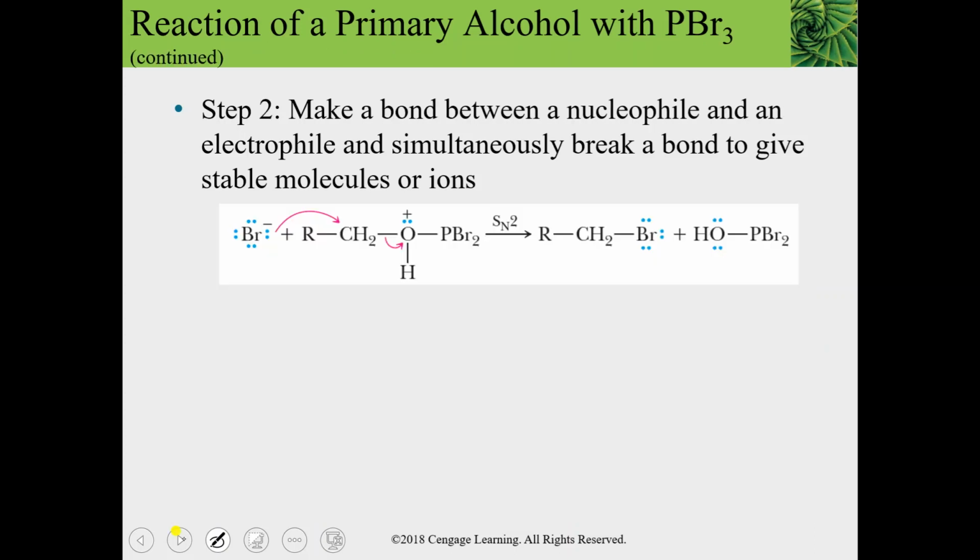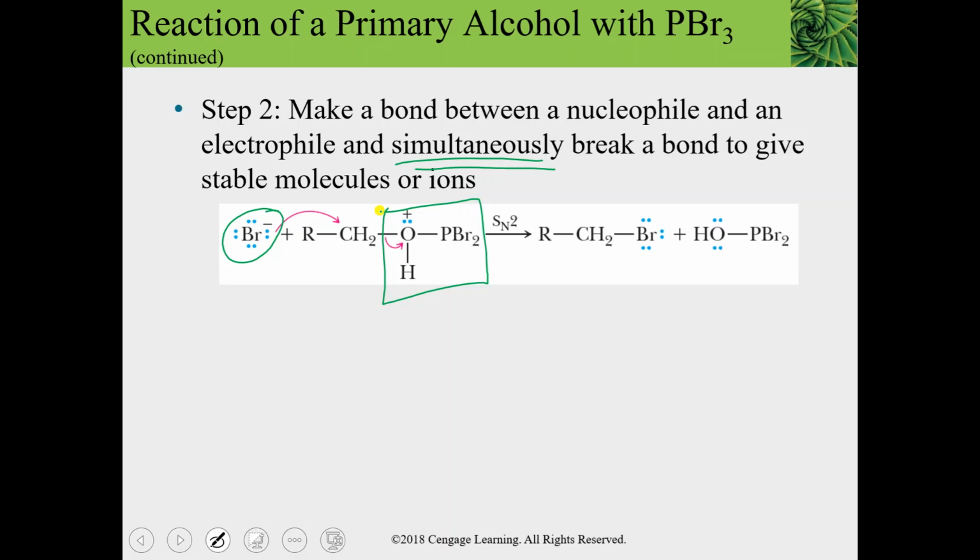The second step is to form a new bond. All right, we're going to get a new bond between that bromide ion that was kicked off, and simultaneously, this is important, simultaneously, this excellent leaving group comes off. This is happening by way of SN2. When it's a simultaneous reaction, it's SN2.